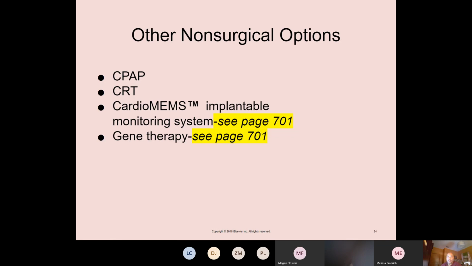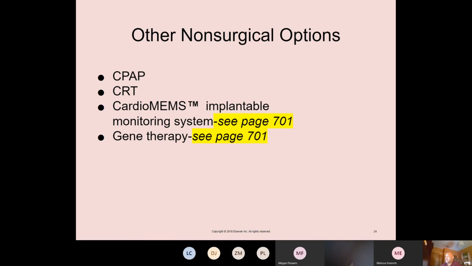Let's see, not much here. These patients may require CPAP. They may also require, because CPAP can also lead to heart failure as well, and all kinds of problems, hypertension and so forth.